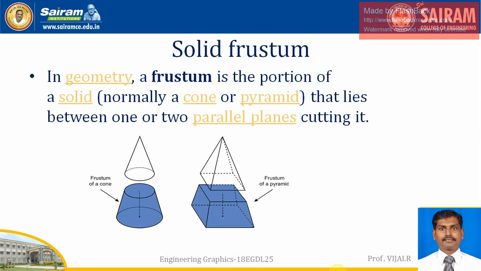A frustum is a portion of a solid, a cone or pyramid. Normally it lies between one or two parallel cutting planes. So the bottom, and here if you cut parallelly, a cutting plane parallelly cuts this, and you will get the portion we call the frustum. This is a cone. If you cut like this, you will get a frustum of a cone. And if a pyramid, square pyramid, pentagon pyramid, hexagonal pyramid, whatever the pyramid may be, cutting through a plane which is parallel to the base, here we will get the frustum of a pyramid.